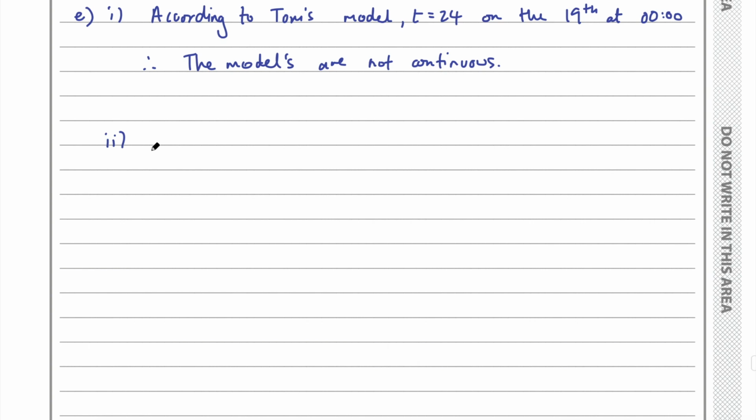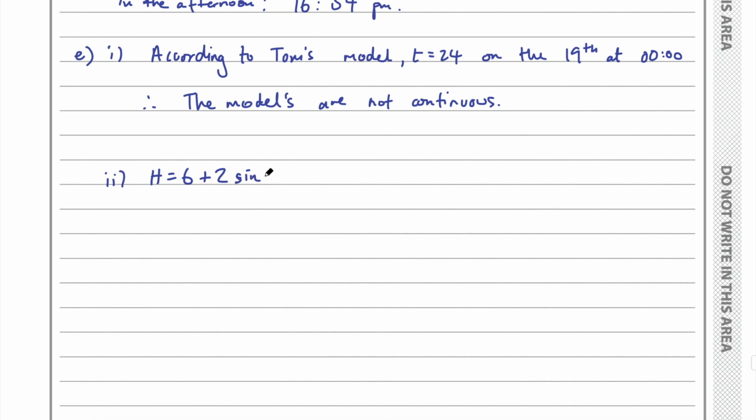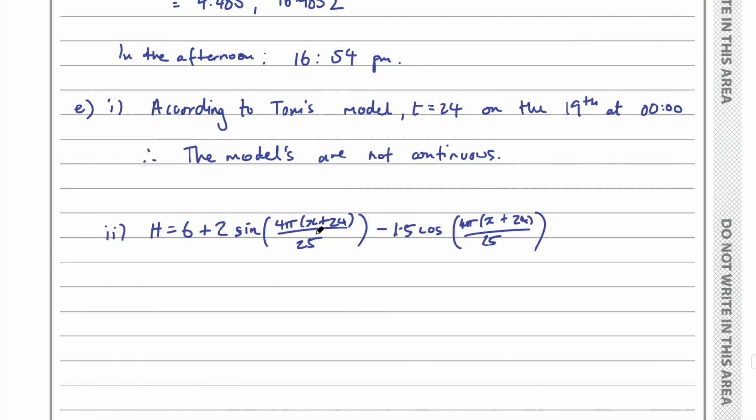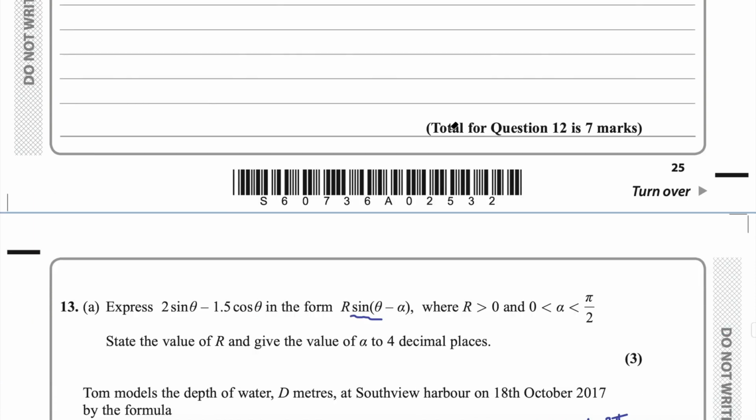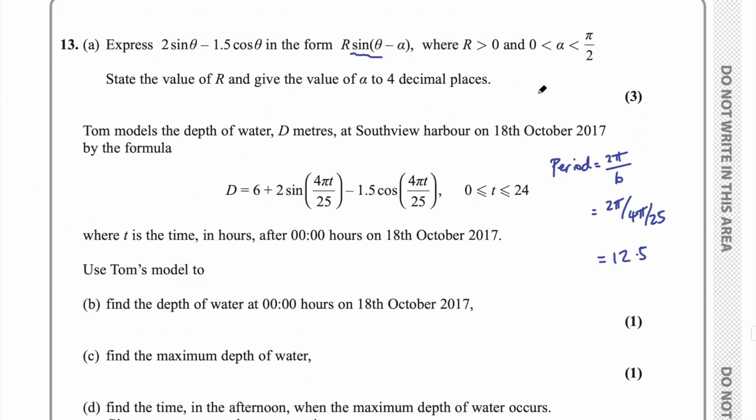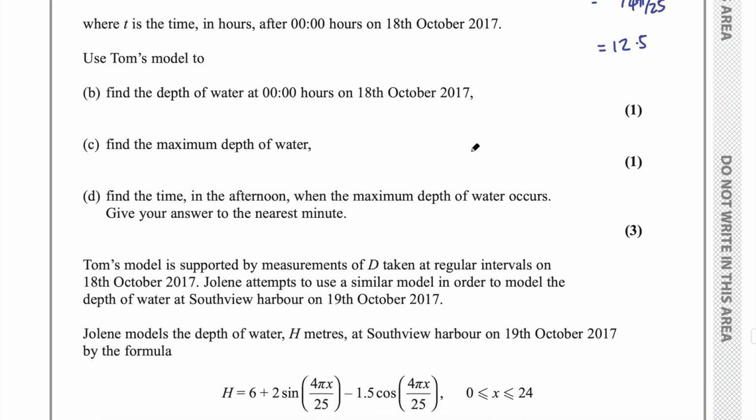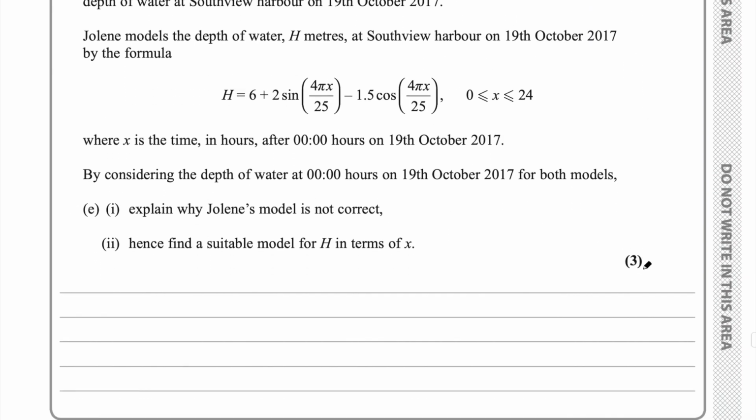So we could say this is going to be h equals 6 plus 2 sine 4 pi multiplied by x plus 24 all over 25. Take 1.5 cosine of all of that as well. So that would guarantee if x is going to be 0, 0 on the 19th, we need to add 24 to it for the model to be consistent. Okay, so that was question 13, for a total of 11 marks. A was 3, B was 1, C was 1, D was 3, and E was 3.